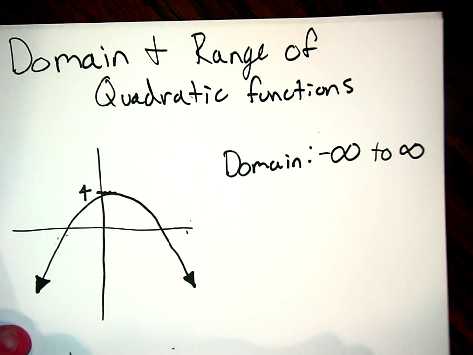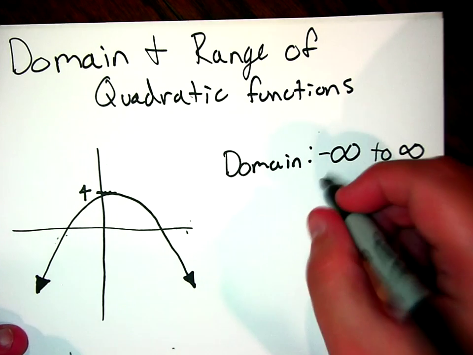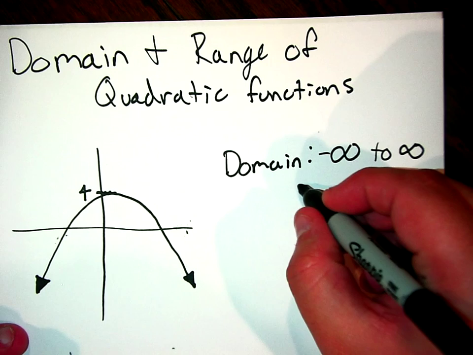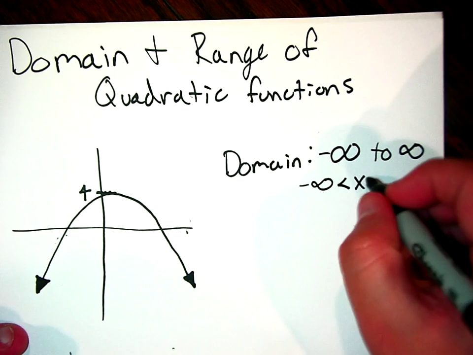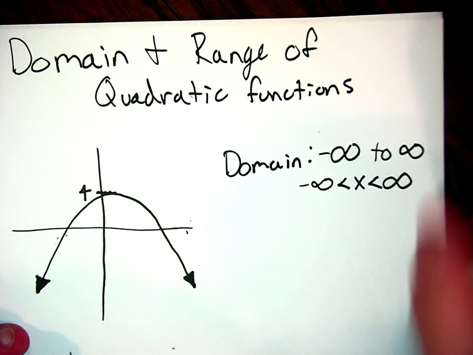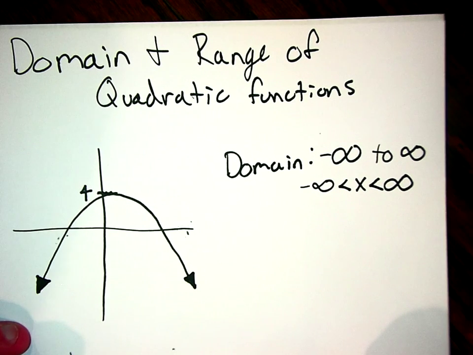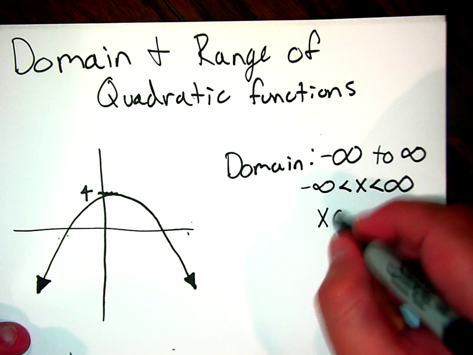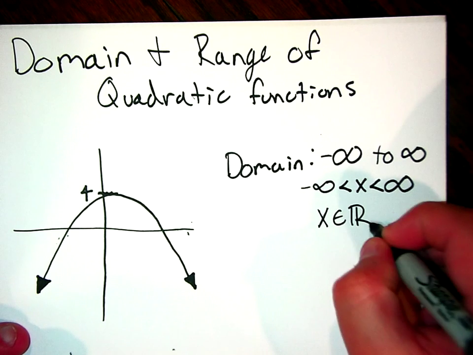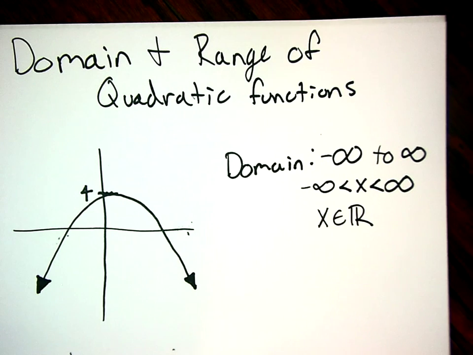Now, a more specific way to denote this, a way you may also see it, is negative infinity is less than x is less than positive infinity. And probably an even more common way to denote this is just x is an element of all real numbers.